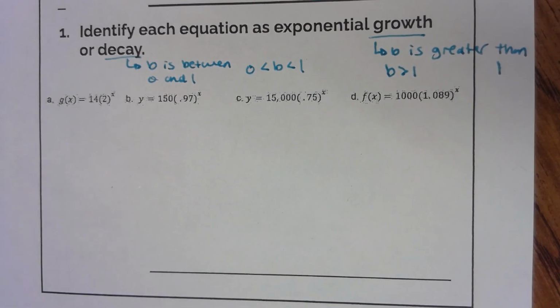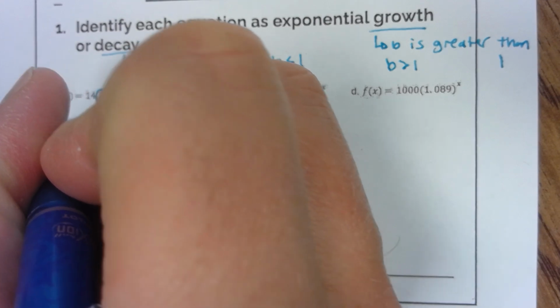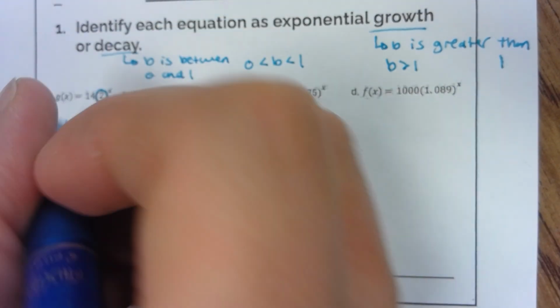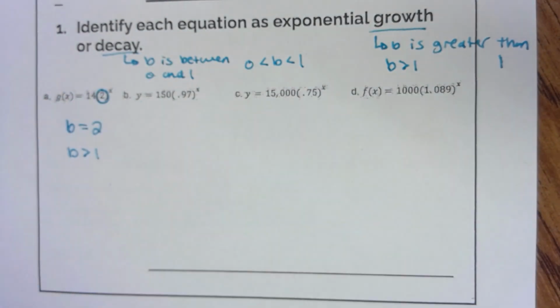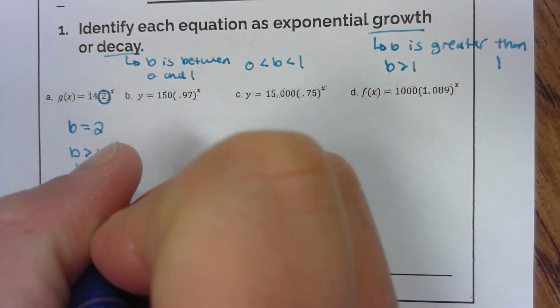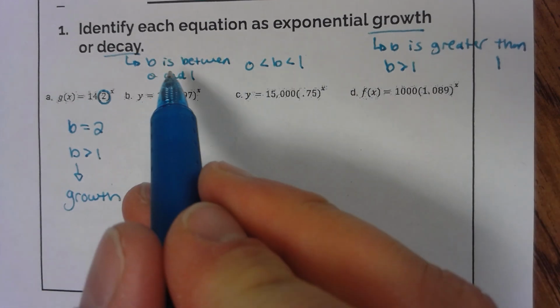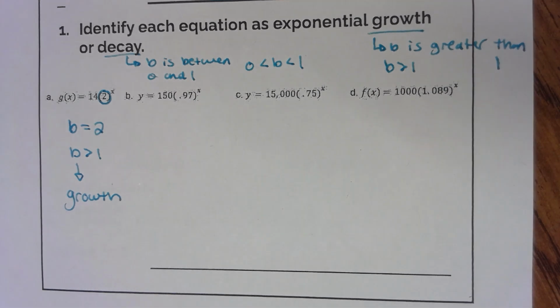All right, so the only thing that I care about in the equations is the number being raised to the exponent. So in part A, that's the 2. This value of 2, so B equals 2 here, that is greater than 1. Since it's greater than 1, this means that we have exponential growth. So quick, easy thing to decide if we have exponential growth or decay. But you do need to understand what that base needs to be for it to represent growth or decay.